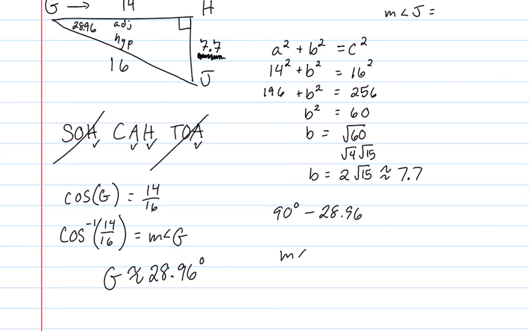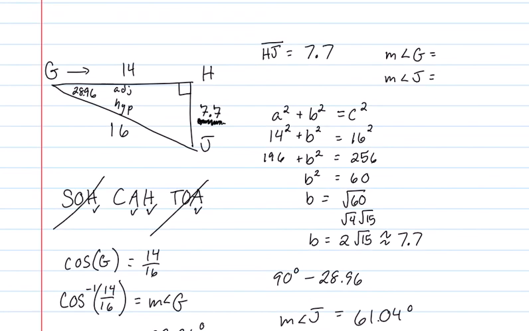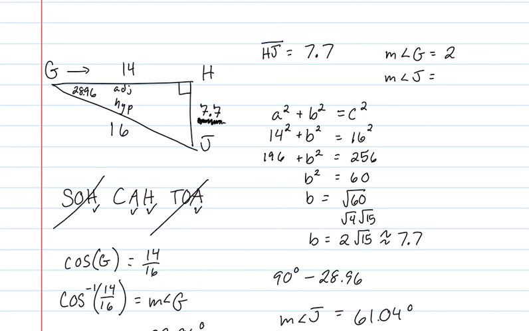So the measure of angle J here is going to equal 61.04 degrees. If I have solved this correctly, I have all 6 values, so all 3 sides and all 3 angles, which I do.